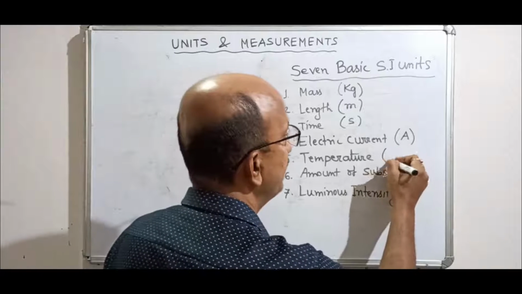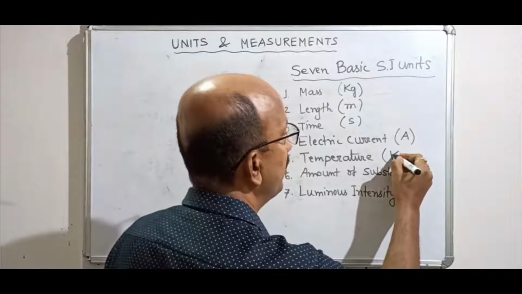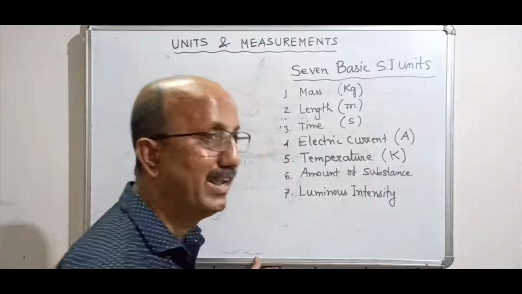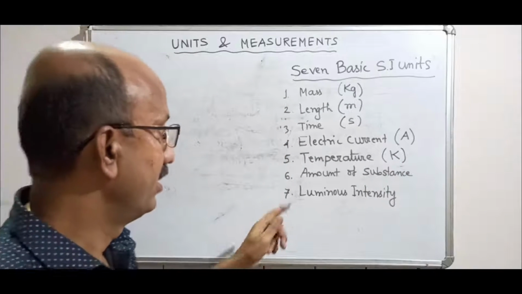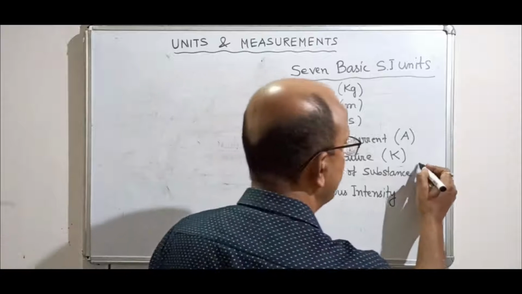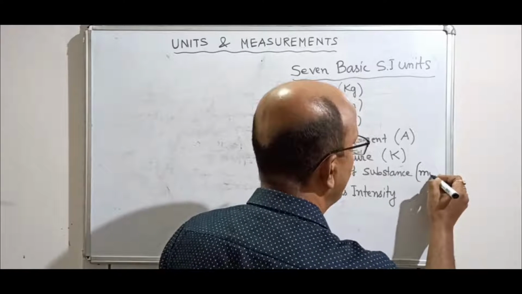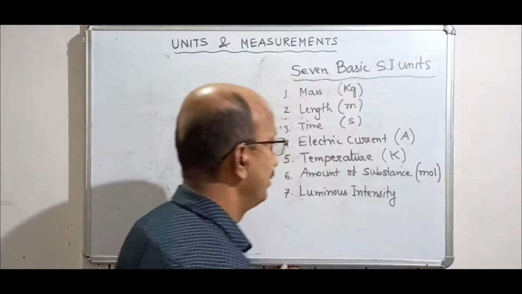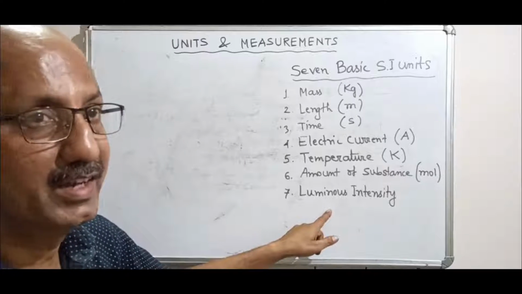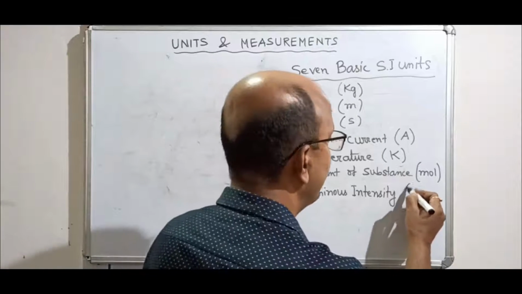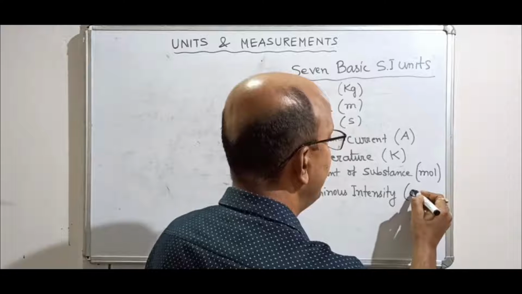Temperature is measured in Kelvin. The SI unit symbol is K, Kelvin. Amount of substance, mole, M-O-L, mole. Luminous intensity, it is C-B.